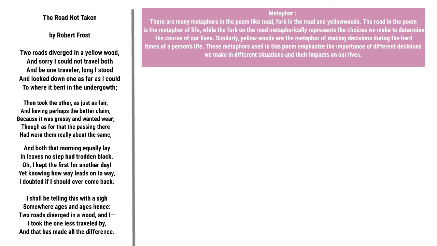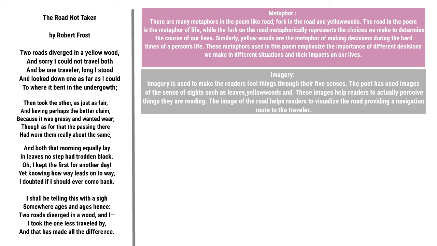The road in the poem is the metaphor of life, while the fork in the road metaphorically represents the choices we make to determine the course of our life. Similarly, yellow woods are the metaphor of making decisions during the hard times of a person's life. These metaphors used in this poem emphasize the importance of different decisions we make in different situations and their impacts on our life.